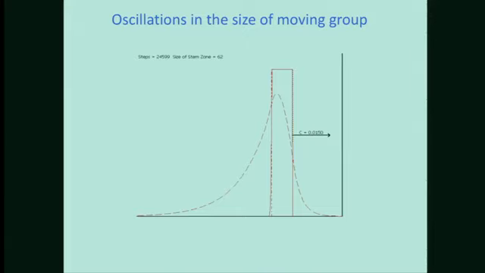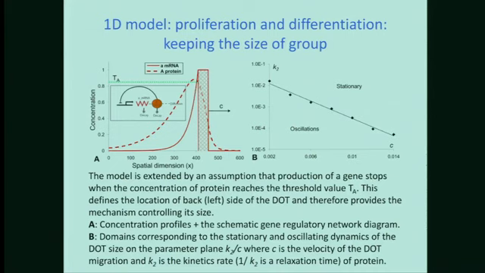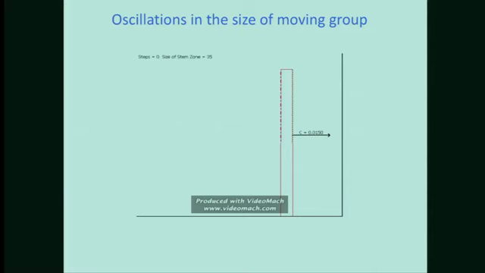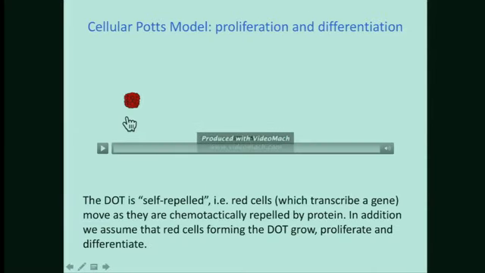But there is a domain where it's only stationary. When there are stationary solutions, it can just fix the size of the moving segment. There is proliferation and there is differentiation, and the rate of proliferation equals the rate of differentiation. It just stays the same size. So this is how it looks in the cellular Potts model.